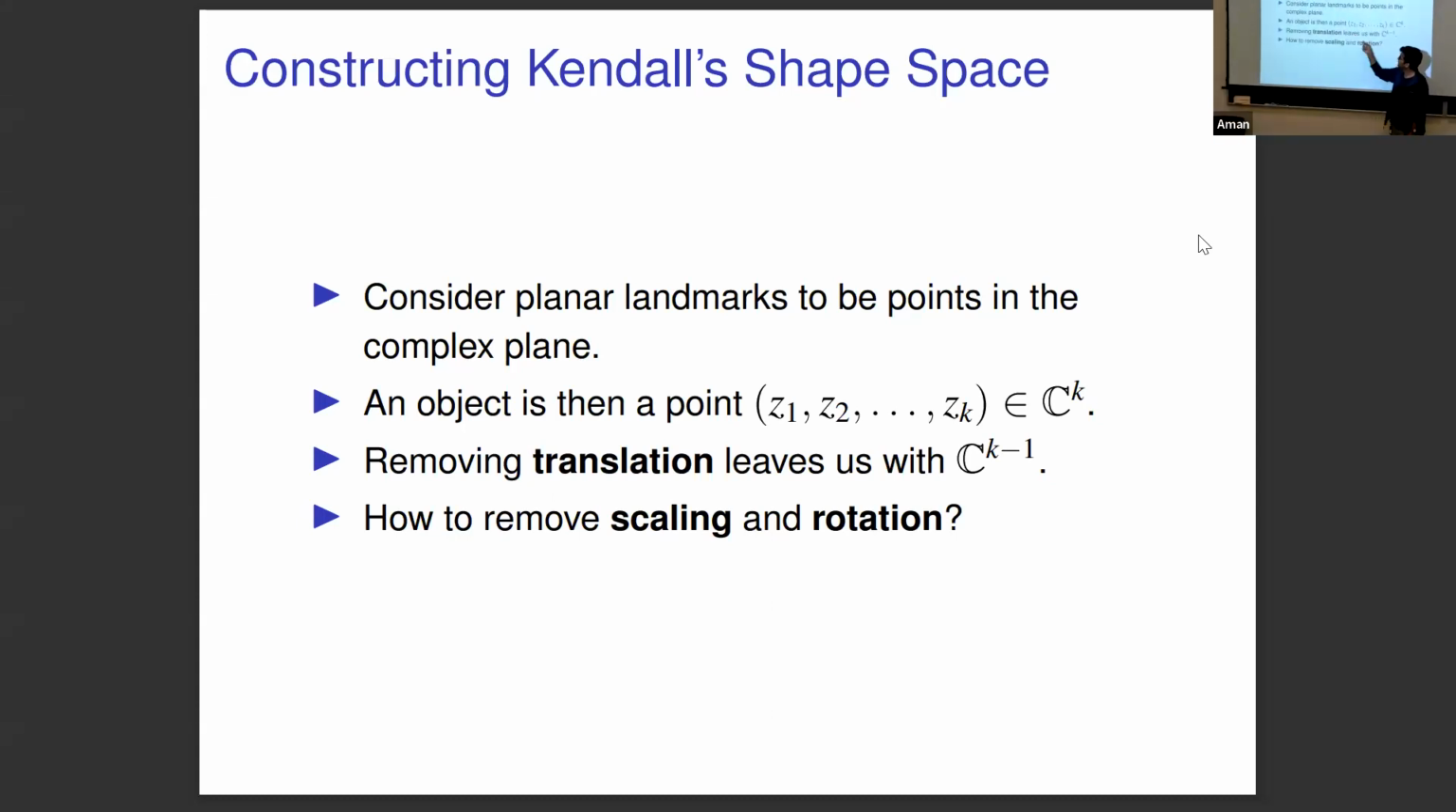And then we remove translation from these points. The way we remove translation is that we subtract the mean, the centroid of the shape, from each of those points independently, right? So for example, let's say you have Z1, Z2, Z3, and what we do first is find the centroid Z star.